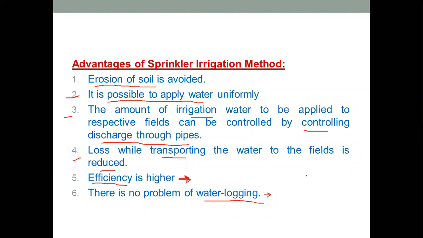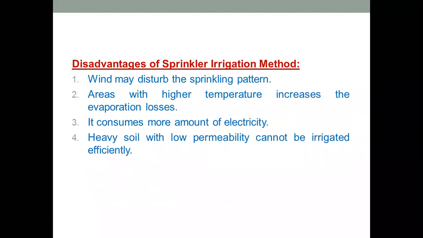Along with advantages, there are also some disadvantages which we'll see in this slide. One of the main disadvantages of sprinkler irrigation method is that we take the pipe to a very high elevation with respect to the crops, and at that end of the pipe we provide a nozzle through which the water is sprinkled on the crops. One of the basic purposes of using sprinkler irrigation is uniform distribution of water to all the crops.